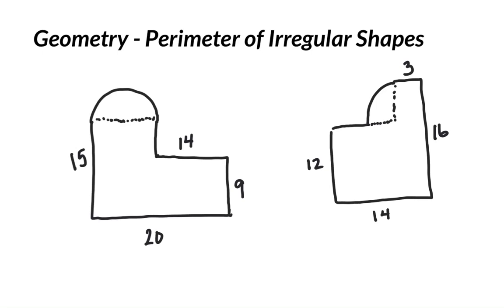I want to talk about how we could find the perimeter of irregular shapes using what we learned in a previous video about circumference. So the first thing I would always think and remind myself about perimeters is that the perimeter is simply adding up the lengths of all the sides.